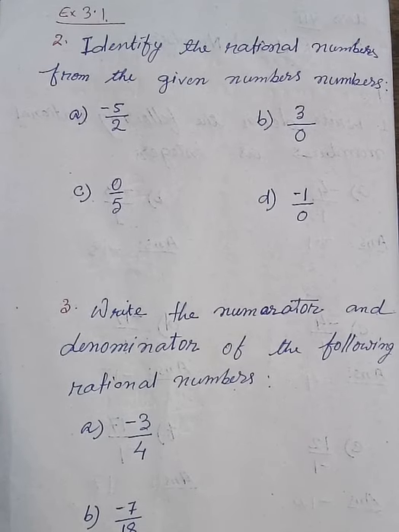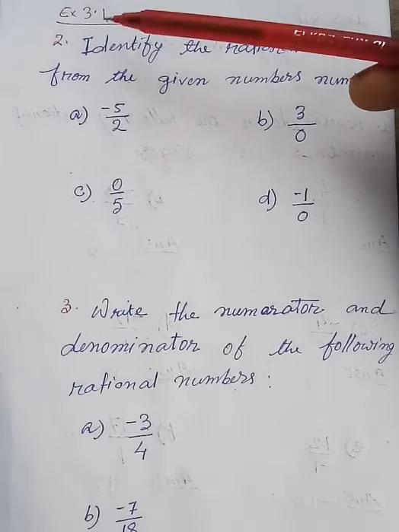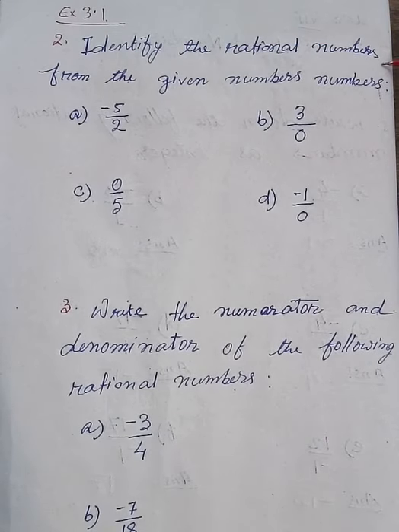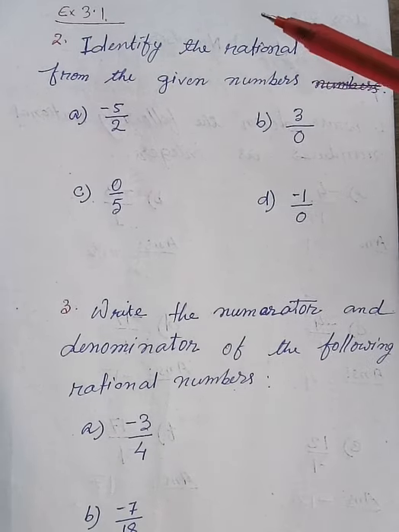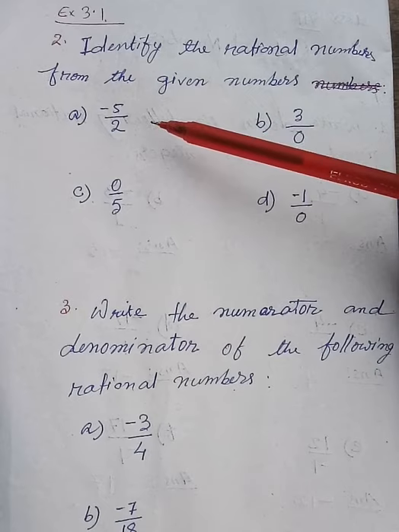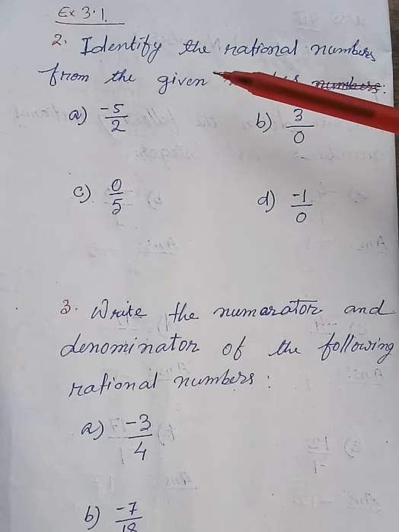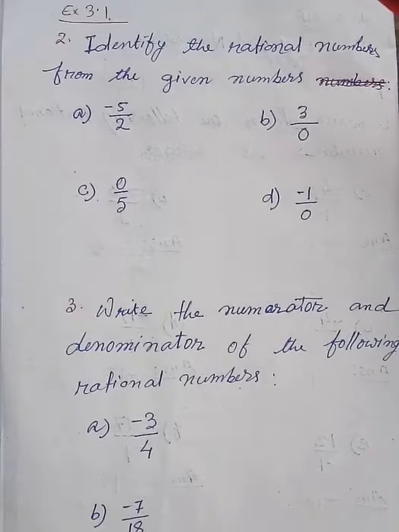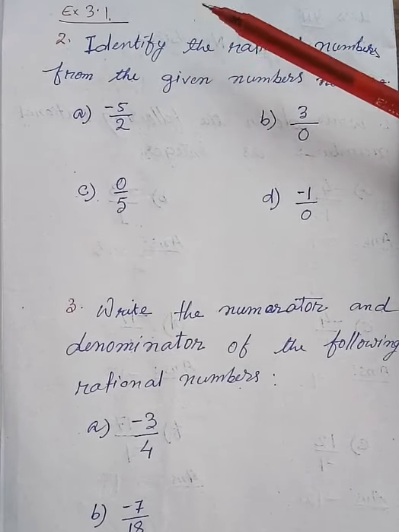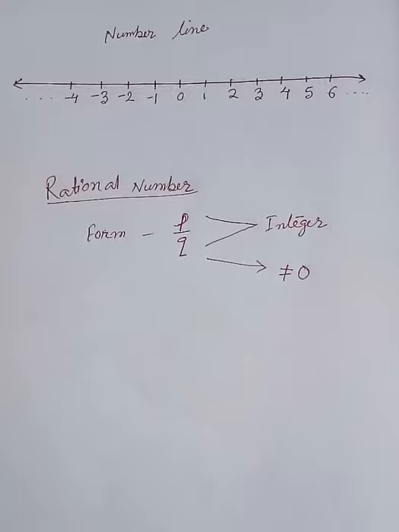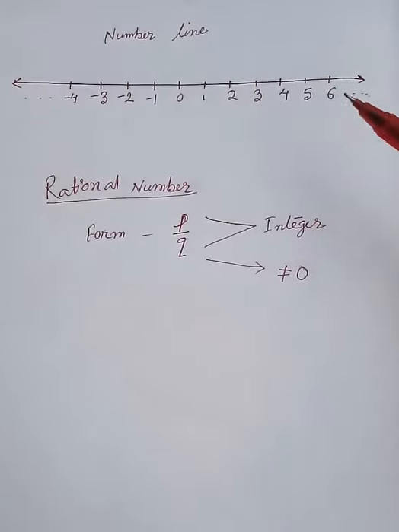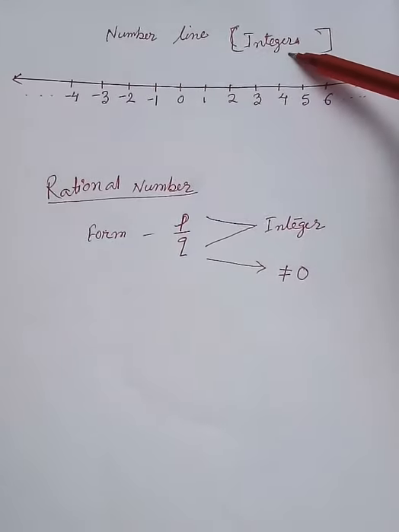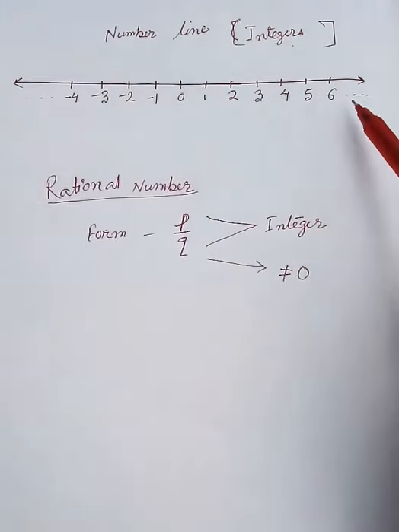Now let's go for question number 2. Identify the rational numbers from the given numbers. So you have to identify the rational number from these given numbers. Before solving this question number 2, you have to know about two things. That is about number line and rational number. Also about integers. You see, this is called a number line, you already know it.